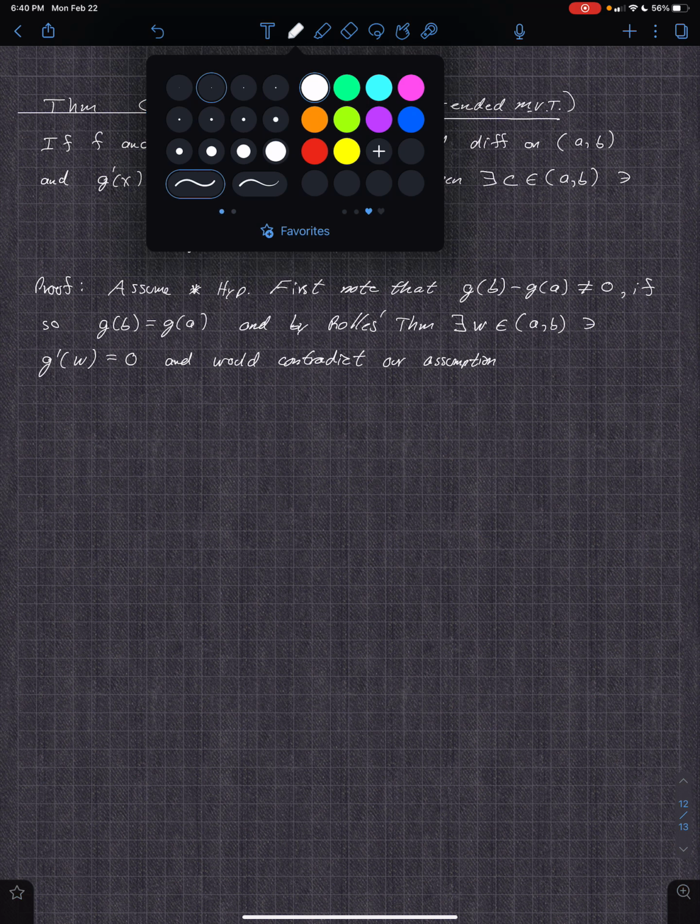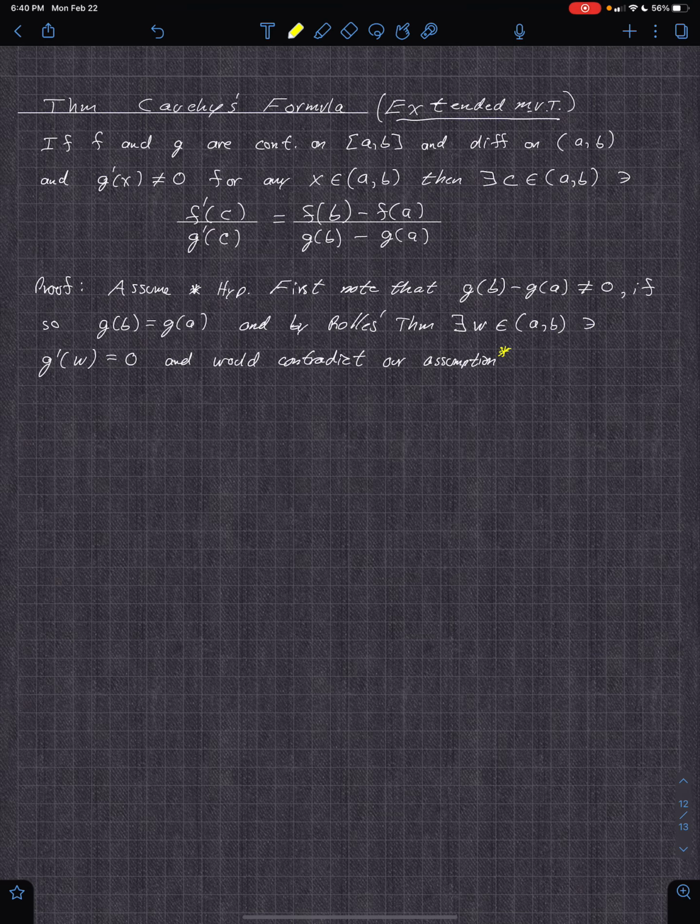All right, so just to be clear here, our assumption is all of this up here. Right here, we are assuming that g prime is not equal to 0 for any x in that open interval. So if this were the case, you'd get this, and by Rolle's theorem, you'd get this, which contradicts our assumption. So this can't be true, so g prime never equals 0.